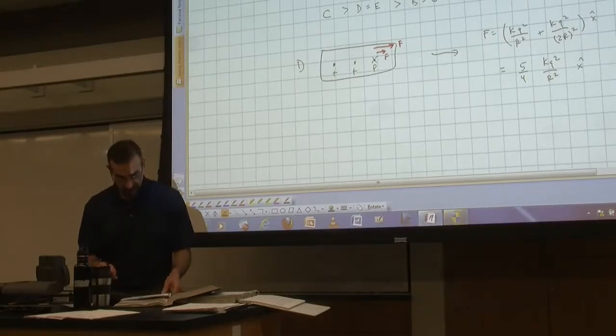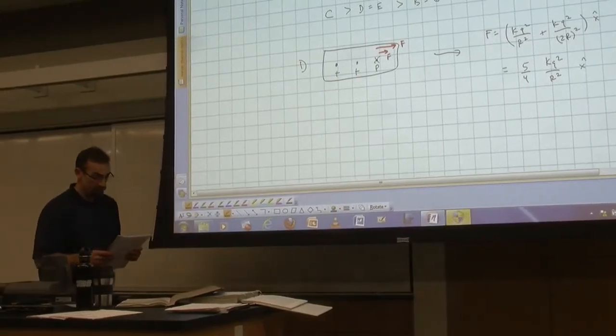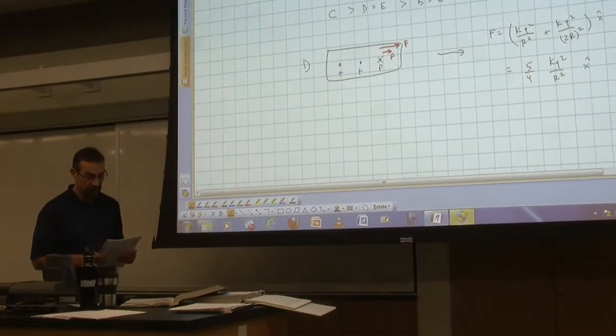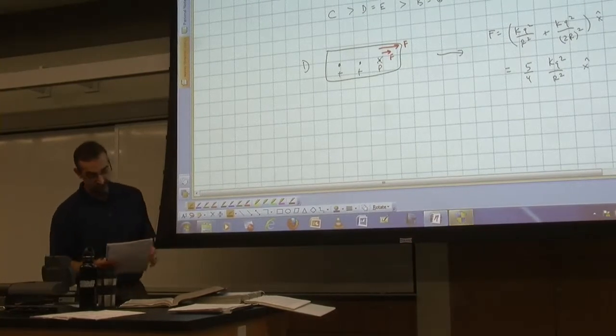On the opposite side, it says rank these from most positive to most negative the electric field at point P. Take the positive direction to be to the right.